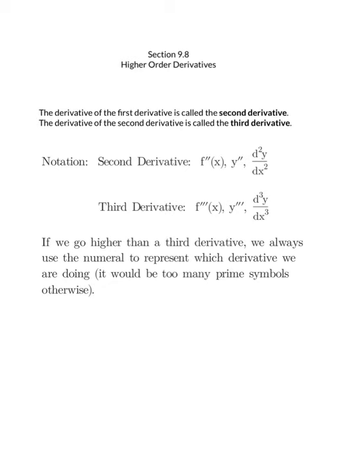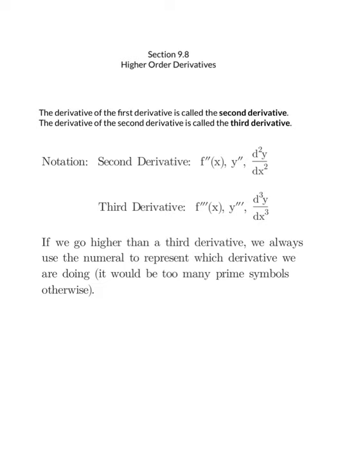In section 9.8, we are going to look at what's called higher order derivatives, particularly the second derivative. The derivative of the first derivative is the second derivative, and then the derivative of the second derivative is the third derivative. For notation, for second derivative, you can see the double prime symbols, or you might see the d squared y over dx squared, but you put 2's on the d in the numerator and the x in the denominator. Third derivative is very similar, except it's 3 prime symbols and an exponent of 3.